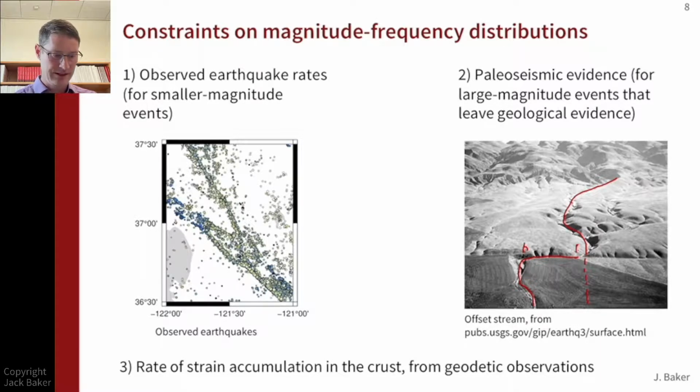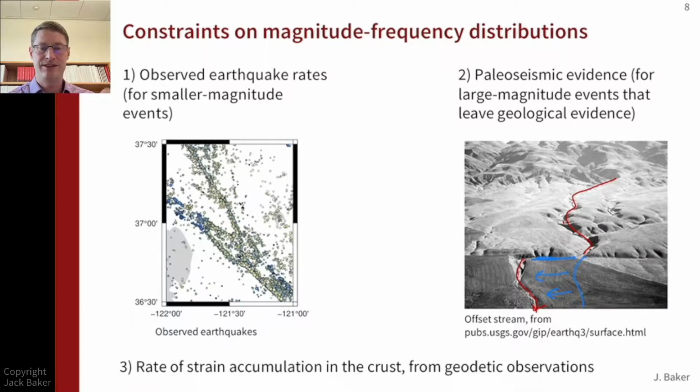So here, let's clean this off first, and then we can talk about it. So this is a picture on the right of what's called an offset stream. This is taken from a U.S. Geological Survey photo. So what's going on here is in the distance, there's a stream bed that's flowing down, and then once we get to this point here, there's this offset where the stream used to flow in this direction, but because of an earthquake rupture that occurred right along here, that stream bed has been offset to the left, and now the water flows up that offset and then down at a location to the left.